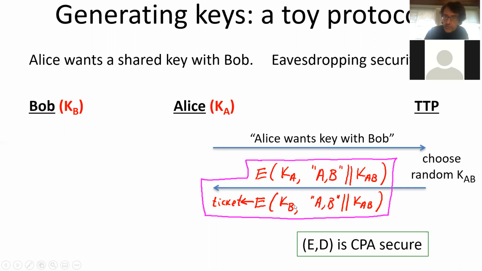KB, TTP knows. A and B are identities that are part of Alice's request, and TTP, without loss of generality, tags all these entities in the system with a pair like A, which is an identity of Alice, or whatever identities are in the context, comma, a key.